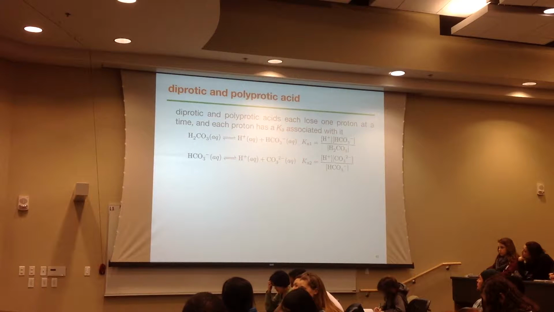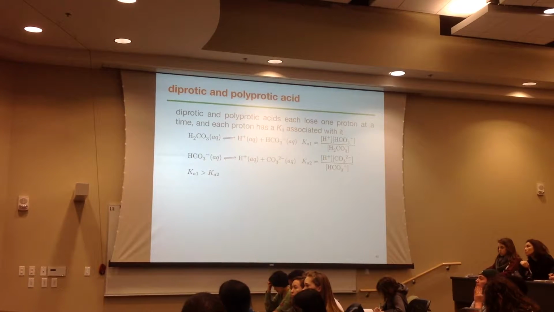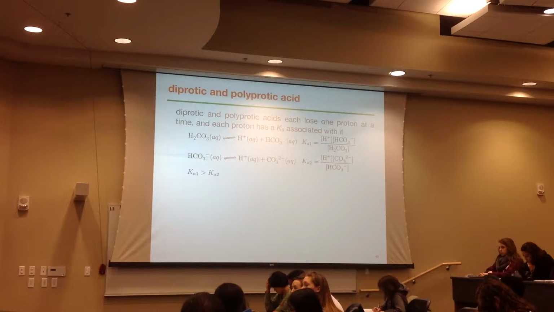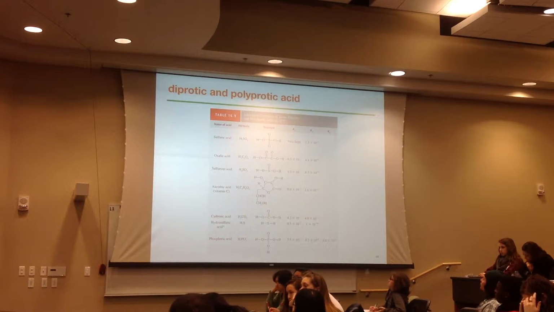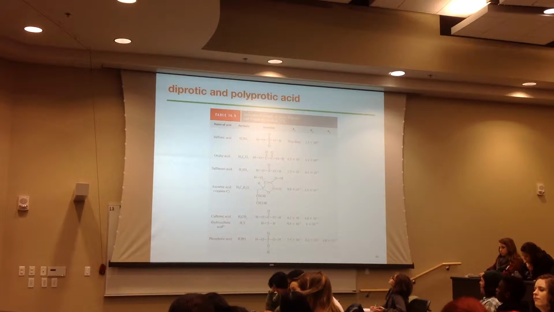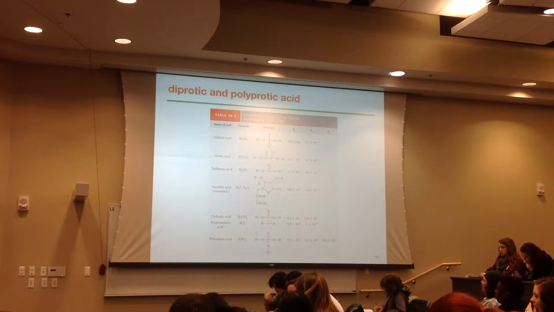How do we do this calculation? Well, Ka1 will always be greater than Ka2. It's always easier to pull a proton off of a neutral species than it is to pull a proton off of something that's already negatively charged. So, here's a list of values for you for some common diprotic acids and a triprotic acid. Phosphoric is the only triprotic acid down here.